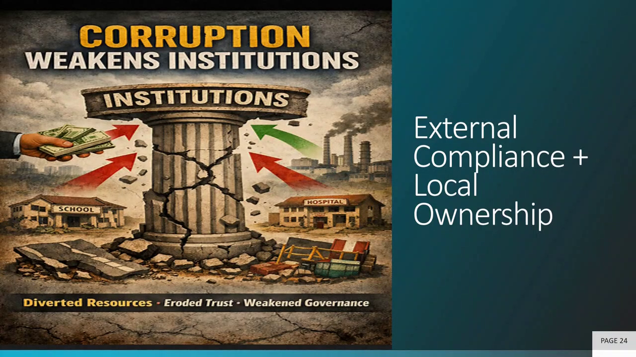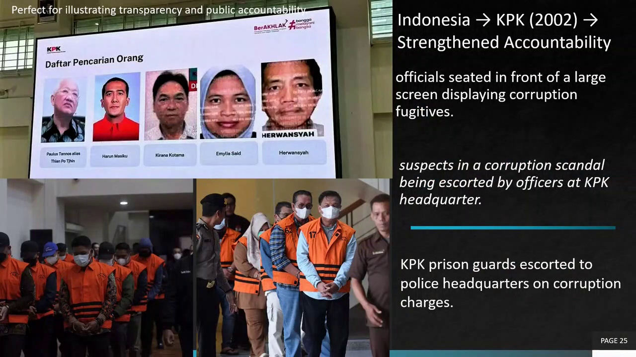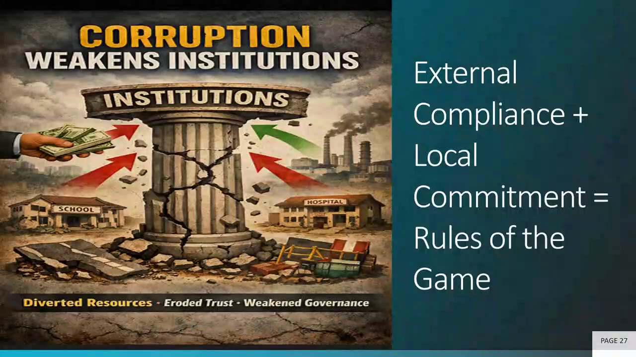Audit institutions produce reports, but political actors ignore them. These challenges highlight the tension between external discipline and domestic sovereignty. Comparative insights remind us that reform is possible. Indonesia's KPK became a global model of resilience, showing how strong institutions can resist political interference. Ghana's procurement reforms improved transparency, though enforcement lagged.